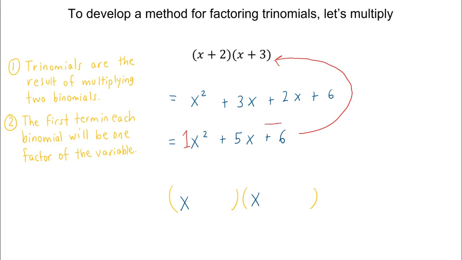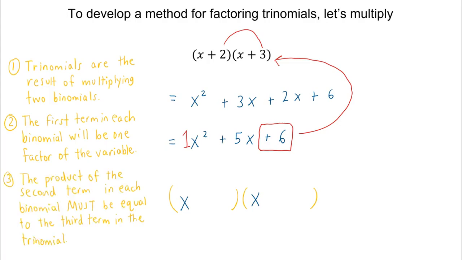Now let's look at the third term in our polynomial. The third term is the result of multiplying the second term in each of the binomials. So in other words, the positive 6 is the result of multiplying the 2 times 3. So that means the products of the second term in each binomial must be equal to the third term in the trinomial. In other words, the numbers that I put here and here in my factorization, when those two numbers are multiplied, must be equal to the third term in the trinomial. In this case, that's a 6.